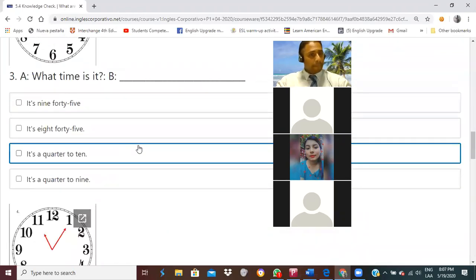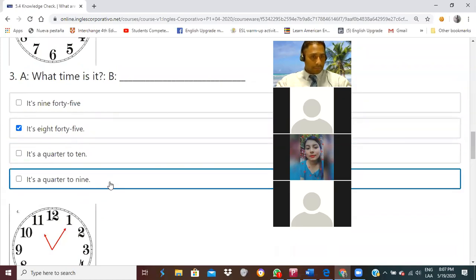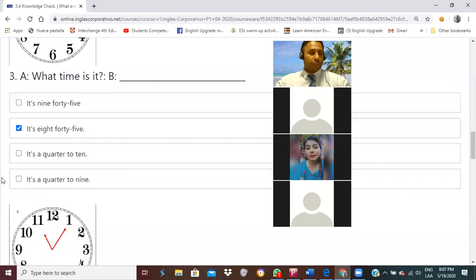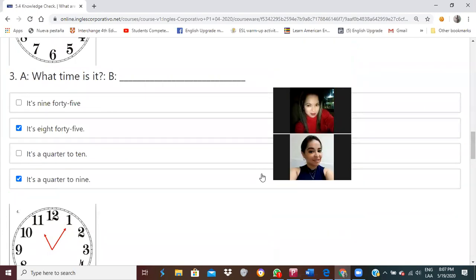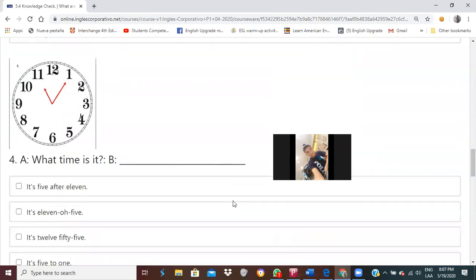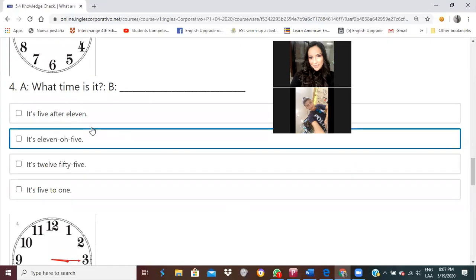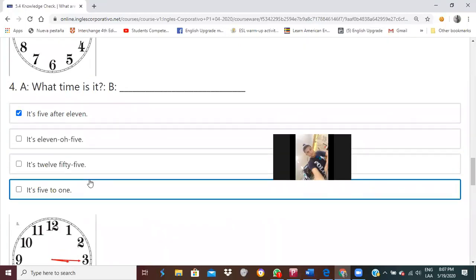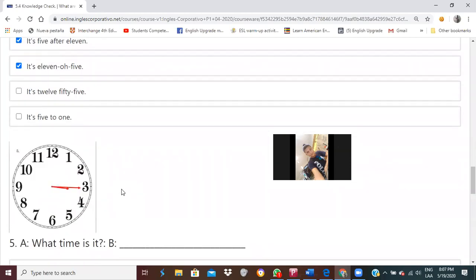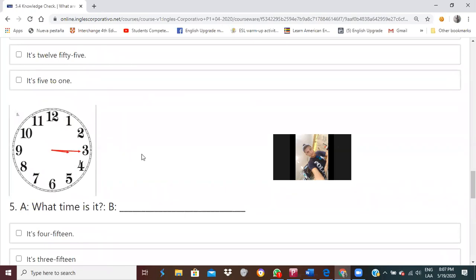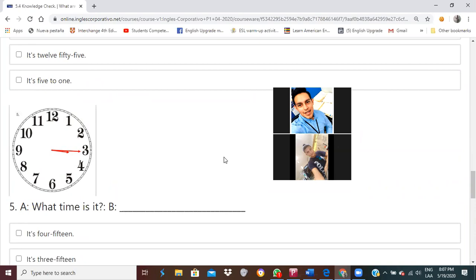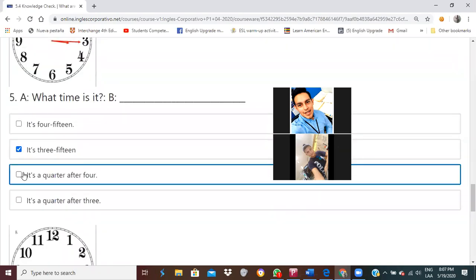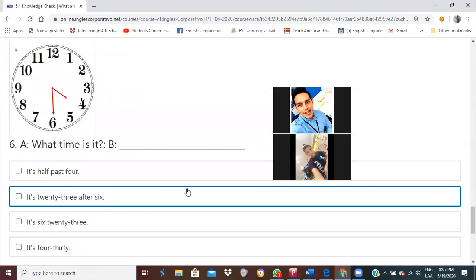It's 8:45. It is a quarter to nine. Quarter. Como una K. Quarter to nine. Okay, excellent. Thank you. Okay, ¿quién más levantó la mano? Jenny Quesada, number four. It's 5 after 11. It's 11:05. All right. The next one, number five. Okay, Eduardo, number five. It's 3:15. Number seven, the last one.